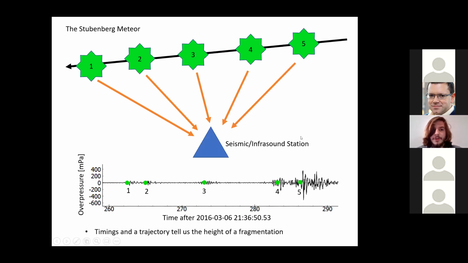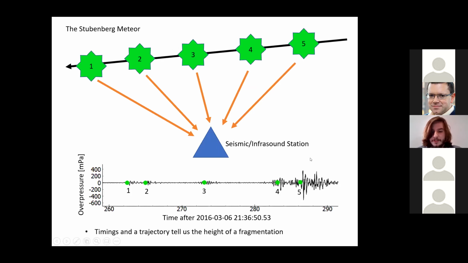We used the Stubenberg meteor as an example. We chose this one because it fell within about 100 kilometers of an infrasound station, IS-26. It had multiple fragmentations, and here is the trajectory, just a quick idea of what's happening. It fragmented about 4 or 5 times, and the acoustic waves were heard at an infrasound station.